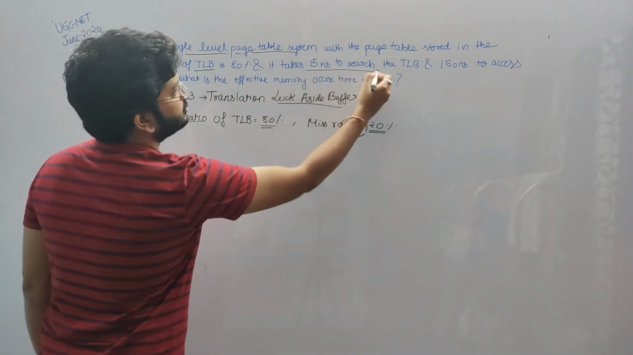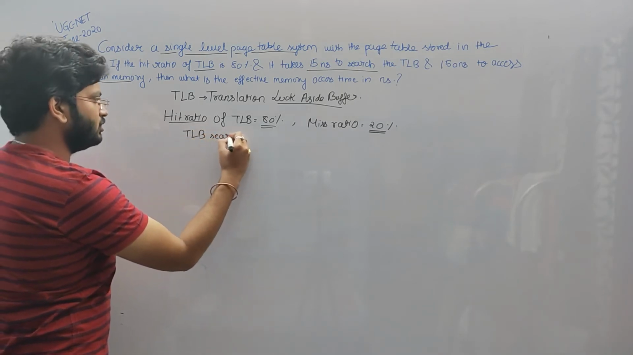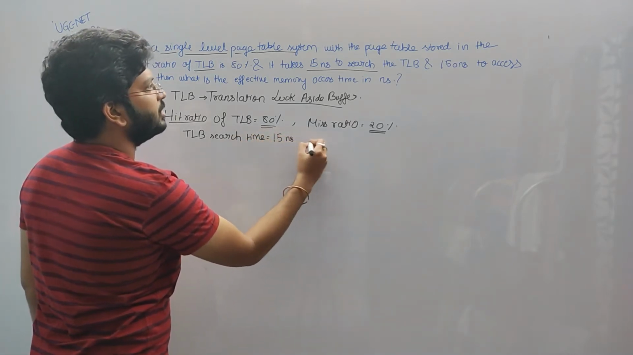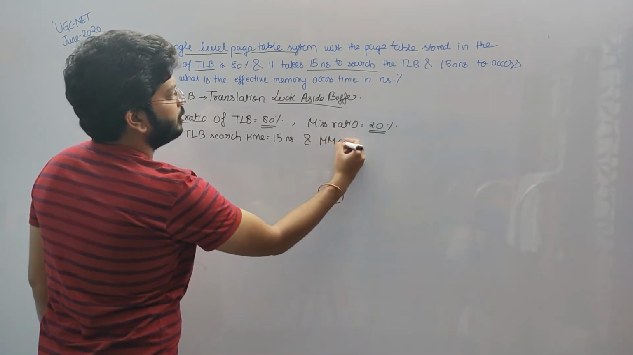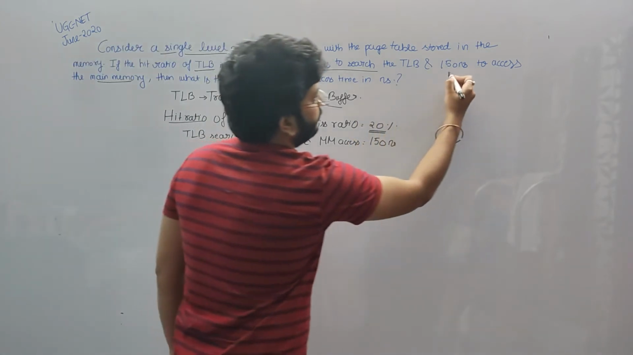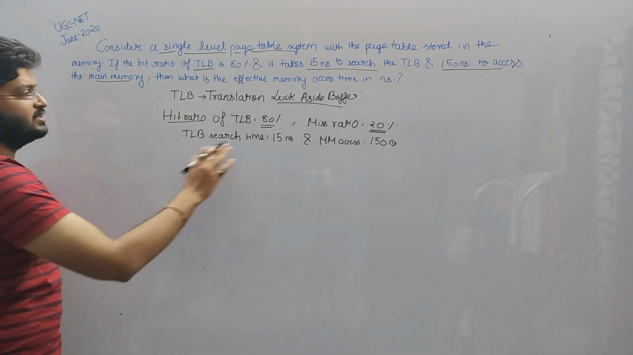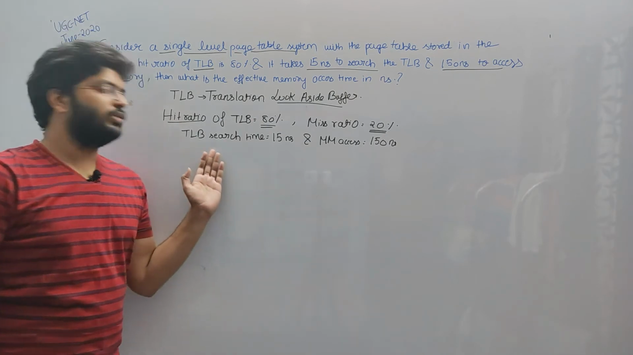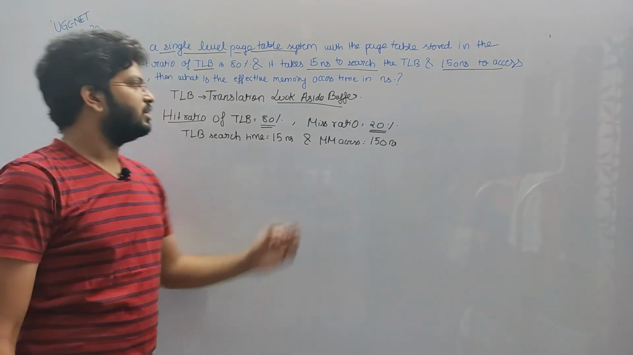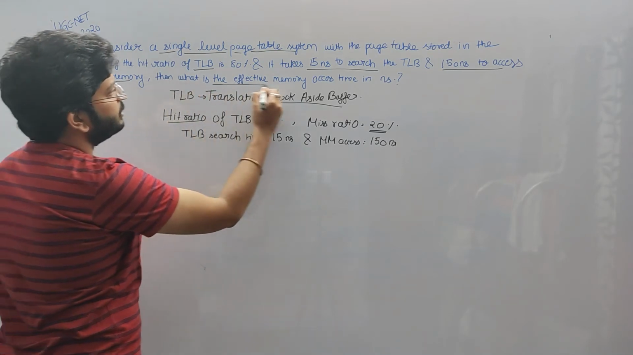It takes 15 nanoseconds to search the TLB. So TLB search time is 15 nanoseconds, and main memory access takes 150 nanoseconds. It has been given there, 150 nanoseconds to access the main memory. Suppose what we are looking for is not found in the TLB, then it will be accessing the main memory. In this case, the access time is 150 nanoseconds.